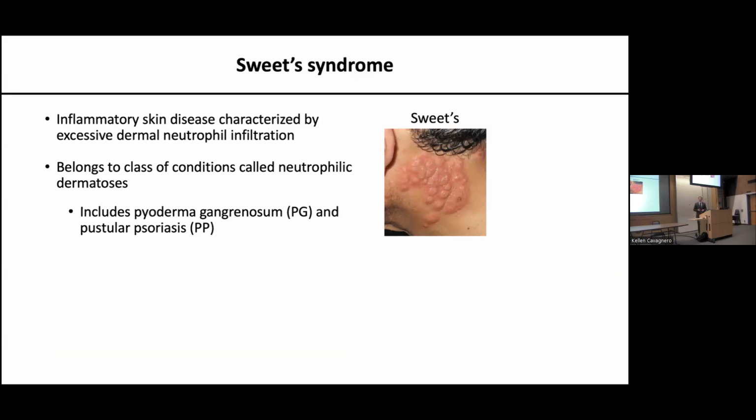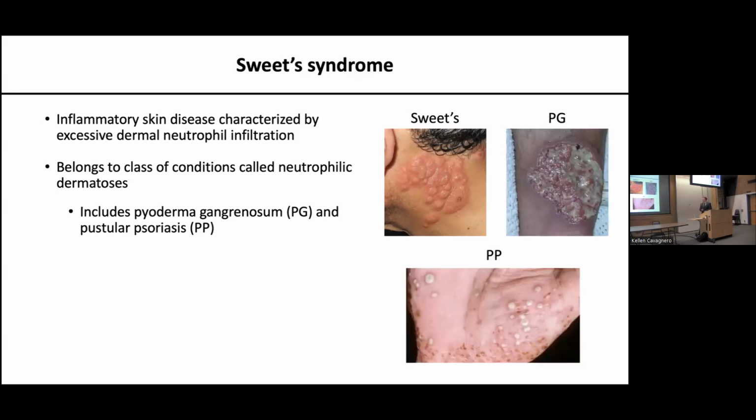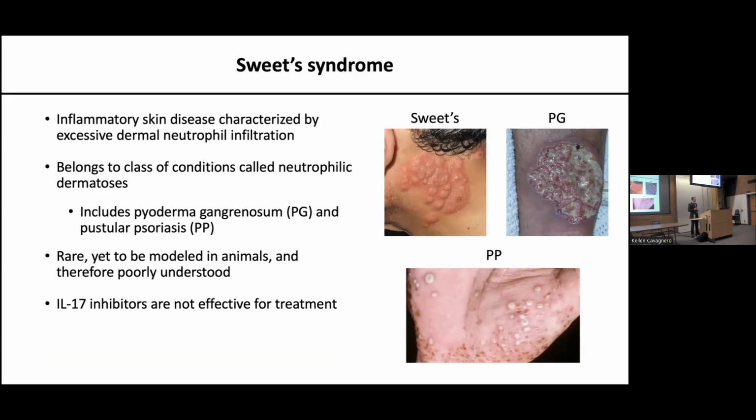And this belongs to a class of conditions called neutrophilic dermatoses, which includes other conditions like pyoderma gangrenosum and pustular psoriasis. So brace yourselves for a little graphic image here, but it's pretty gnarly, pyoderma gangrenosum in particular. Sweet syndrome is rare, it's yet to be modeled in animals, and therefore it is really poorly understood. We have learned a little bit from case studies, though, and one thing we do know to likely be true is that drugs targeting the IL-17 pathway are probably not going to be an effective treatment option for these patients. So there's probably some other mechanism by which the neutrophils are being recruited and retained in the skin.